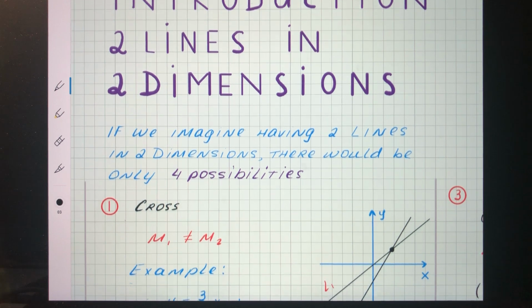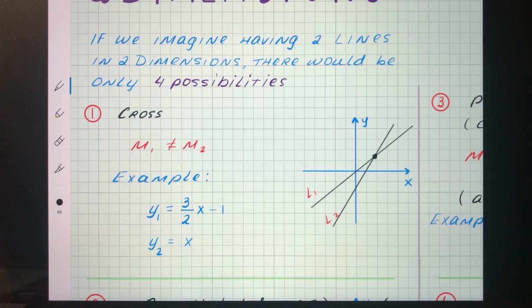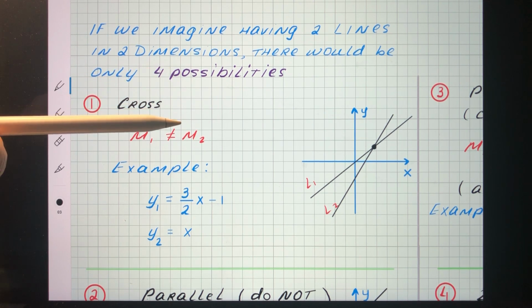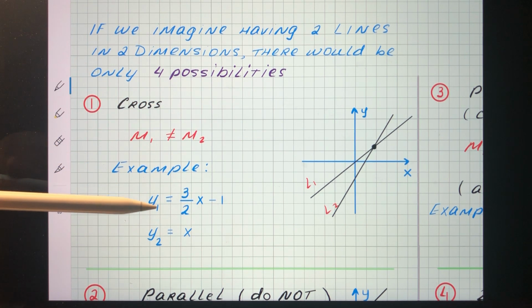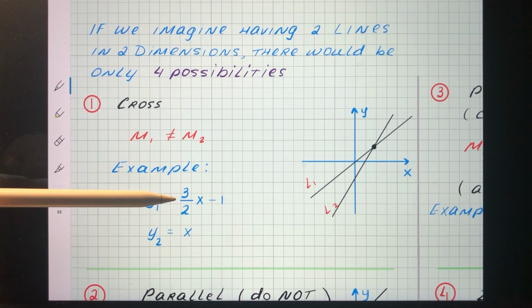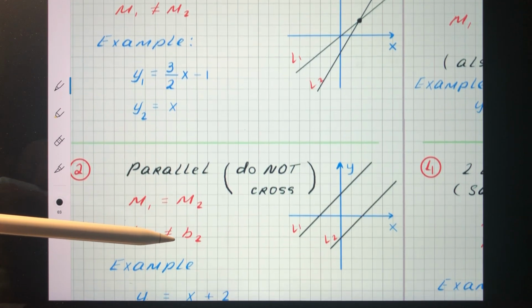The first possibility is we may get two lines that cross. They cross at just any old angle, and if they cross, that means their slopes are different. The slope from line 1 and the slope from line 2 are different. And because their slopes are different, that means they're rising and falling at different rates, and that means they will cross at some point. Here is an example. Two different equations, they have two different slopes, and because their slopes are different, at some point these lines will meet.